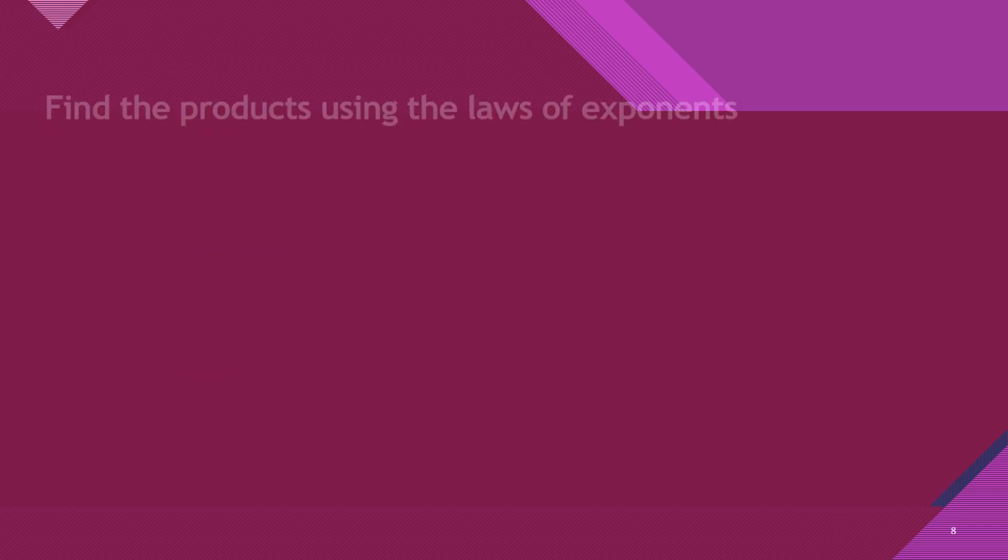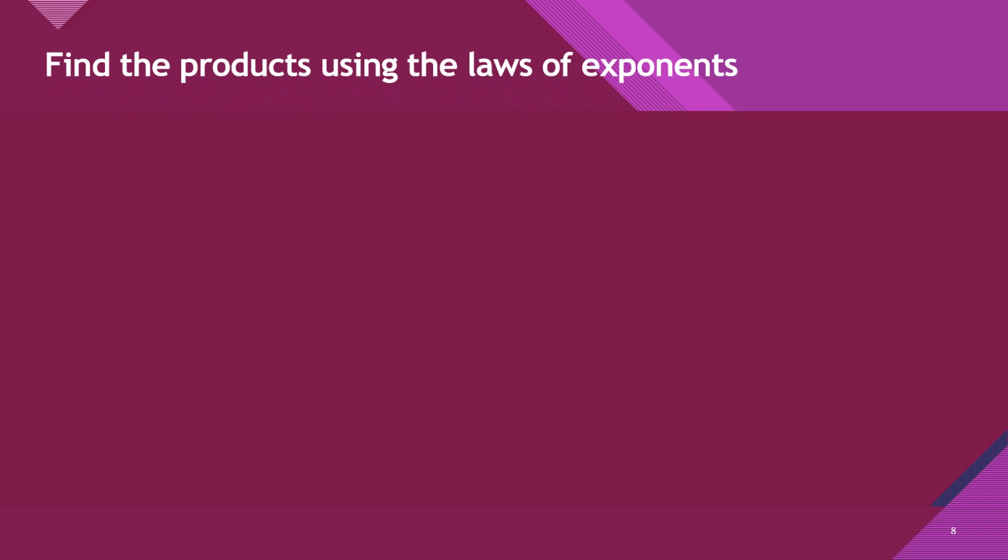Right? Next, let's find the products using the laws of exponents. 2x times 5x times 6x. So 2 times 5 is 10, times 6 is 60x cubed. Then we have 5 times negative 8. 5 times negative 8 is negative 40, times 2 is equal to negative 80m cubed n cubed. Okay, that's the final answer.